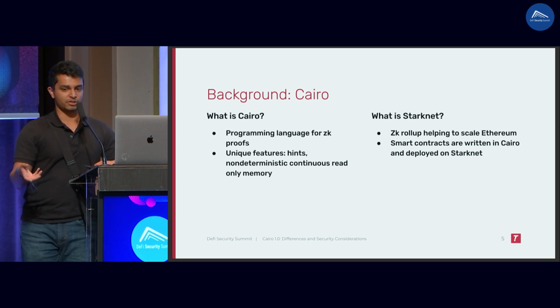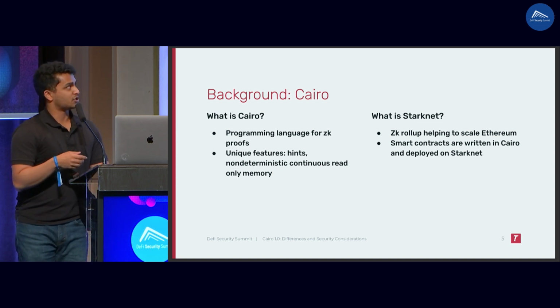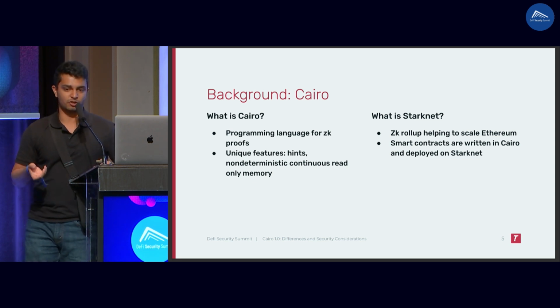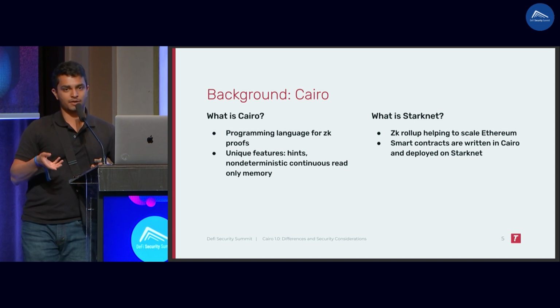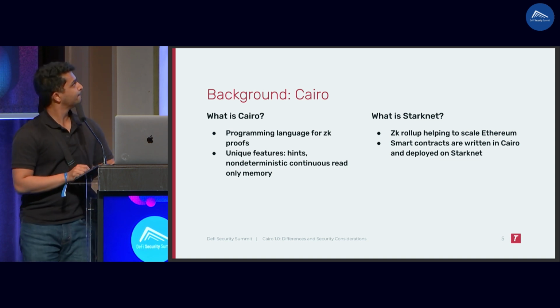And the memory model is also unique. You can think of it as being immutable. Once you write to a memory cell, that memory cell can never be changed. And Cairo runs on the Starknet blockchain. So what is Starknet? It's a ZK rollup that helps to scale Ethereum, and you deploy Cairo code there. Periodically, every so often, batches of transactions are processed, a proof is generated, and it's submitted to the Ethereum L1 verifier.